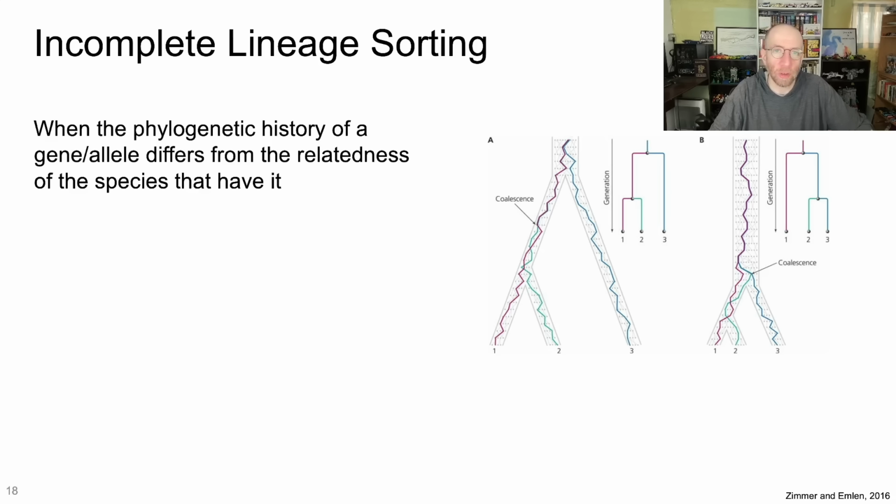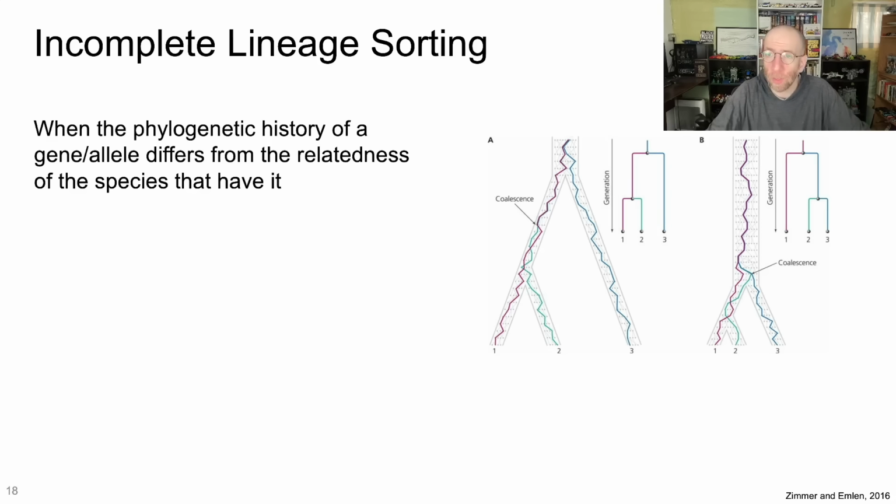This is when the phylogenetic history of a gene or allele differs from the relatedness of the species that possess that gene or allele. And this occurs because lineages can branch in a pattern that is different from the pattern of divergence of copies of a gene.